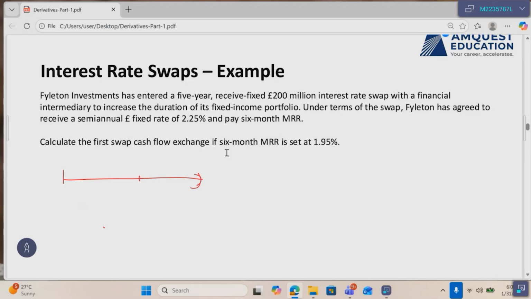Now, they're telling you that for the first swap, I'm giving you the information. The exchange rate is 1.95. So today it was 1.95.